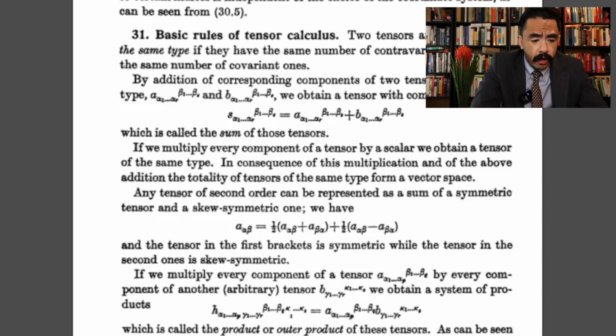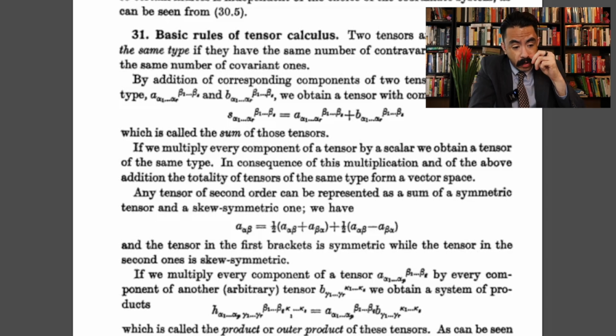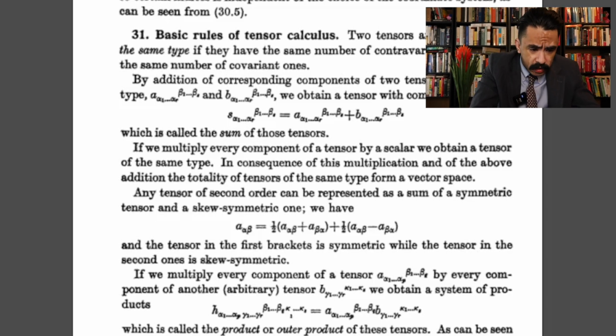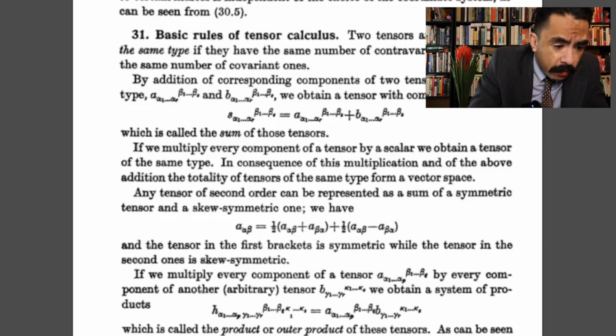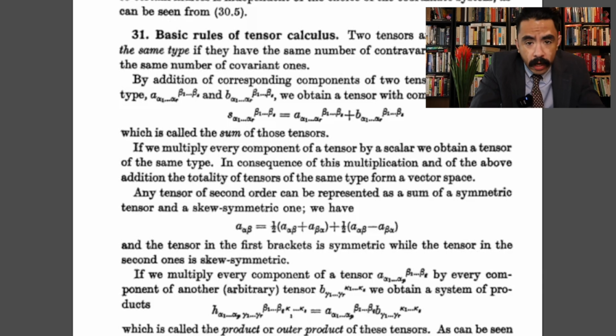If we multiply every component of a tensor A sub alpha 1 through alpha r superscript beta 1 through beta s by every component of another arbitrary tensor, B subscript gamma 1 through gamma r and superscript kappa 1 through kappa s, we obtain a system of products H with a subscript alpha 1 through alpha r as well as gamma 1 through gamma r, and then a superscript of beta 1 through beta s as well as kappa 1 through kappa s, which is then equal to A with the subscript alpha 1 through alpha r and a superscript beta 1 through beta s times B with the subscript gamma 1 through gamma r and a superscript kappa 1 through kappa s.